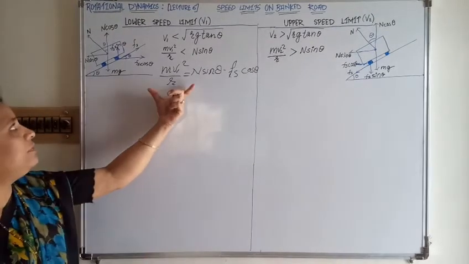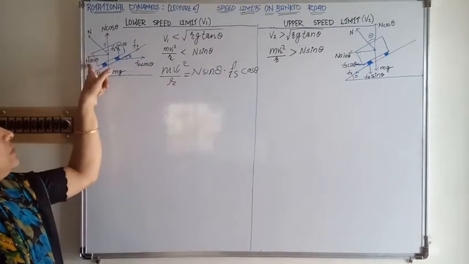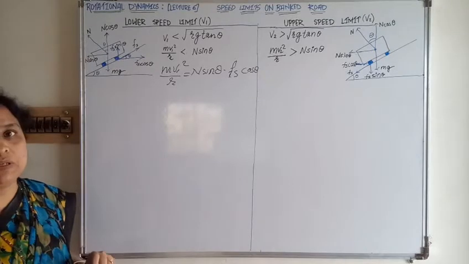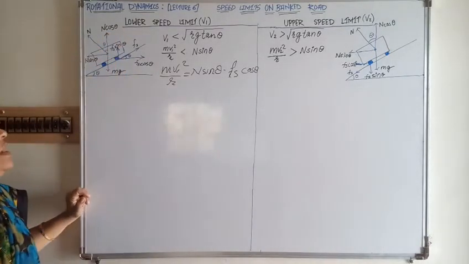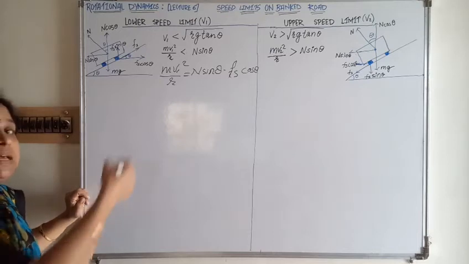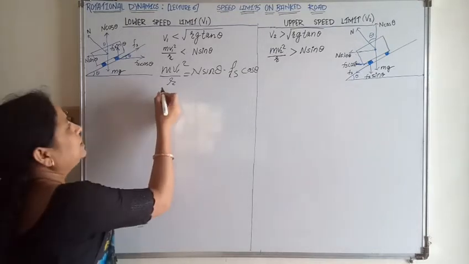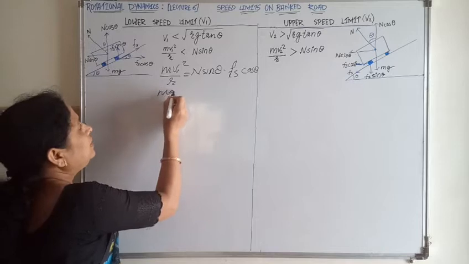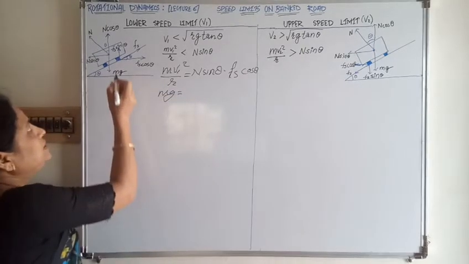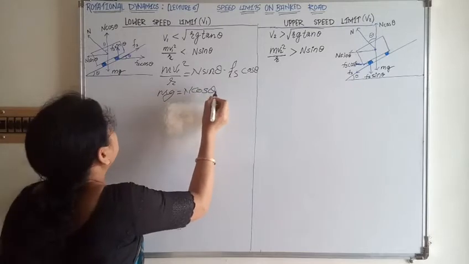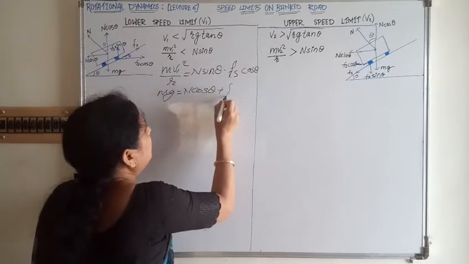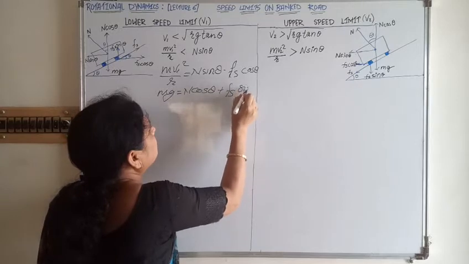This is our one equation: centripetal force is equal to n sin theta minus fs cos theta. Now we can say the weight is balanced by both these two forces, n cos theta and fs sin theta, as they are acting in the same direction. So we can write the second equation here: mg is equal to n cos theta plus fs sin theta.